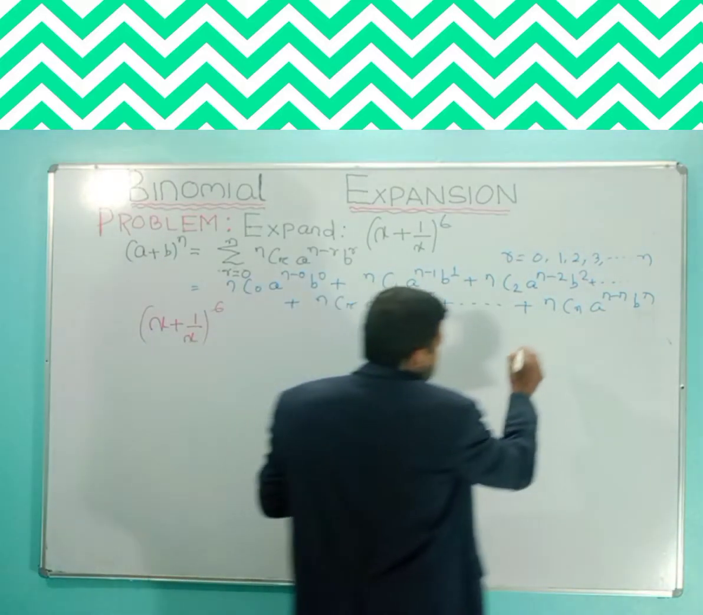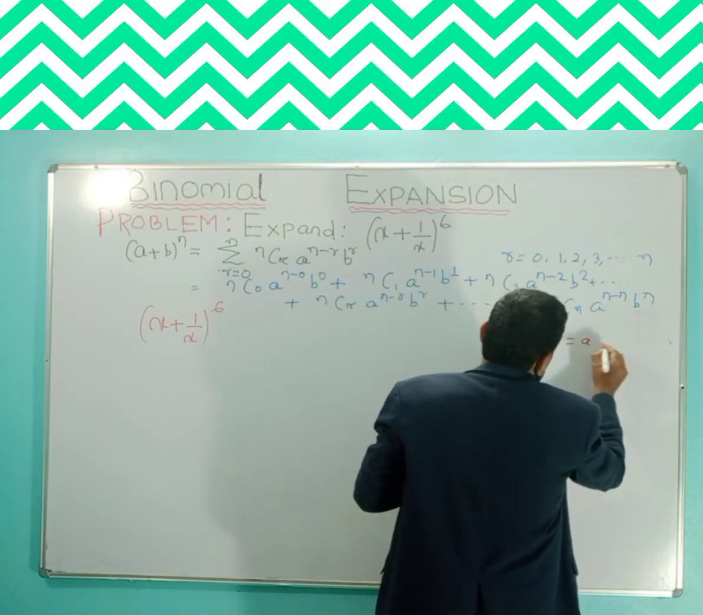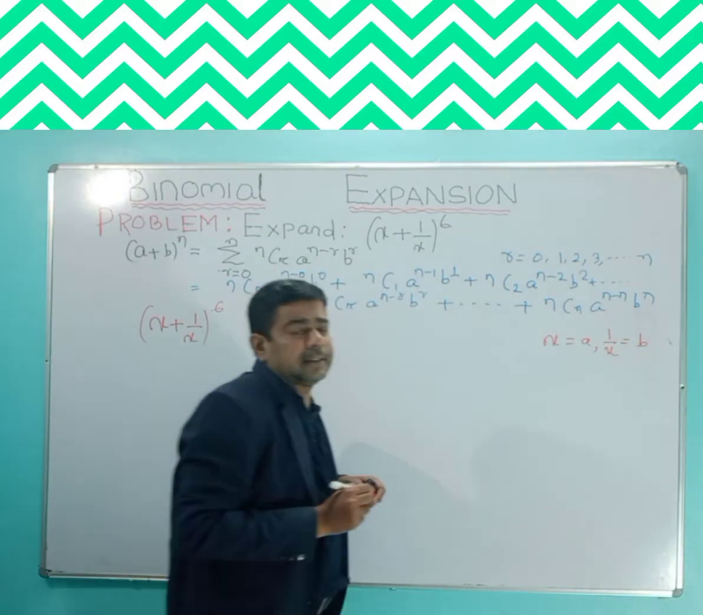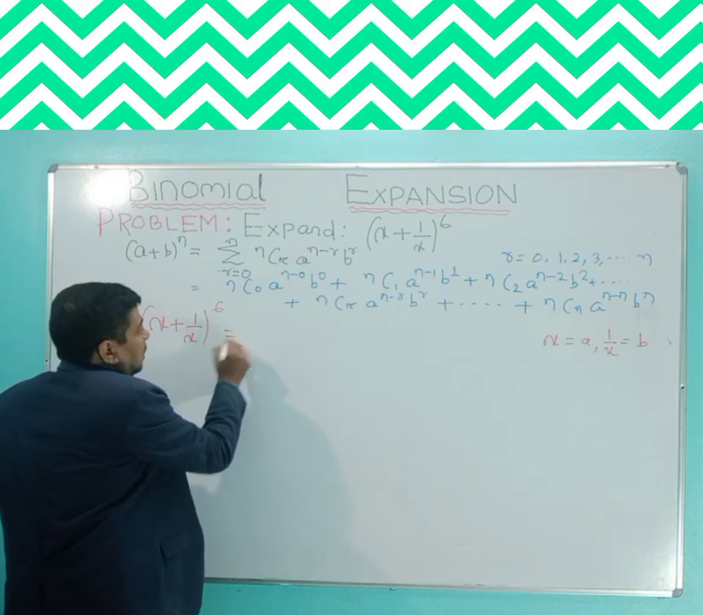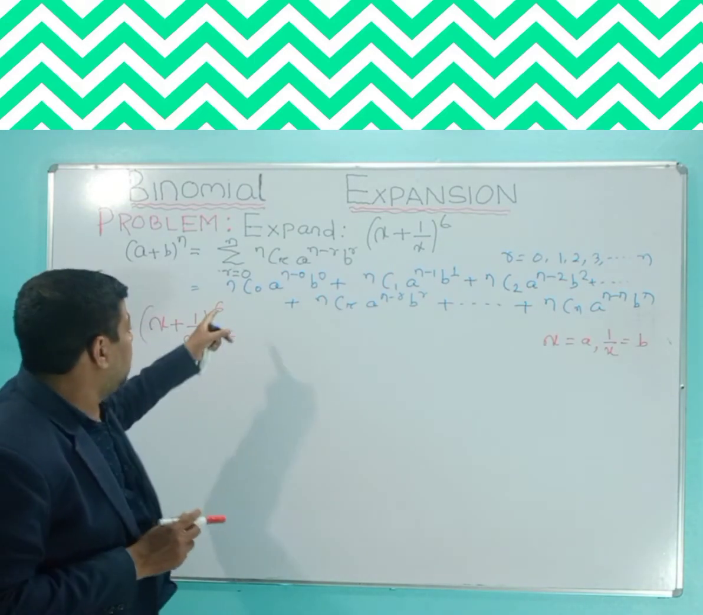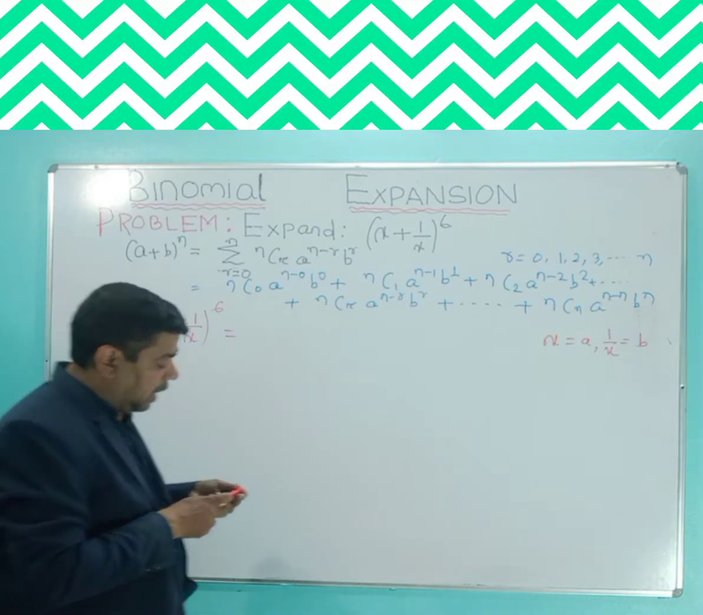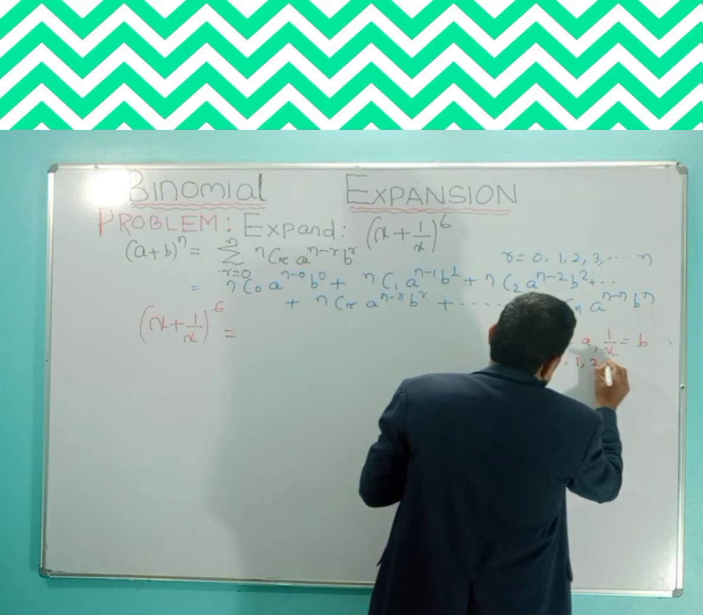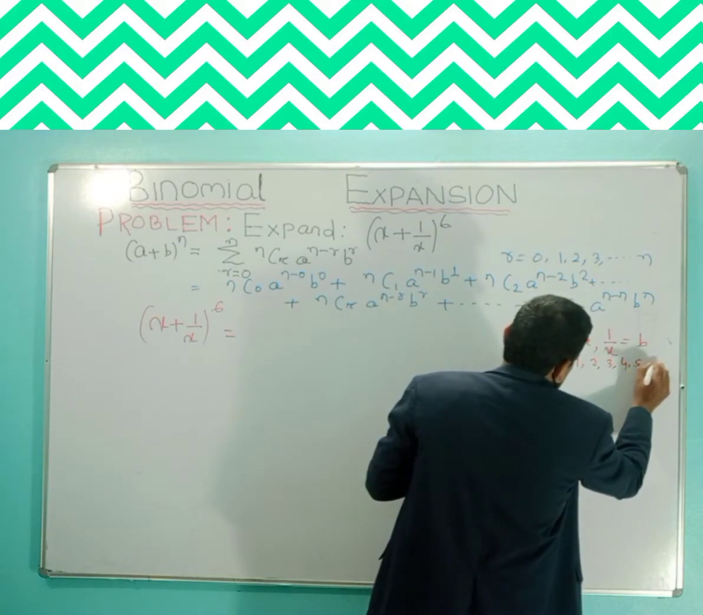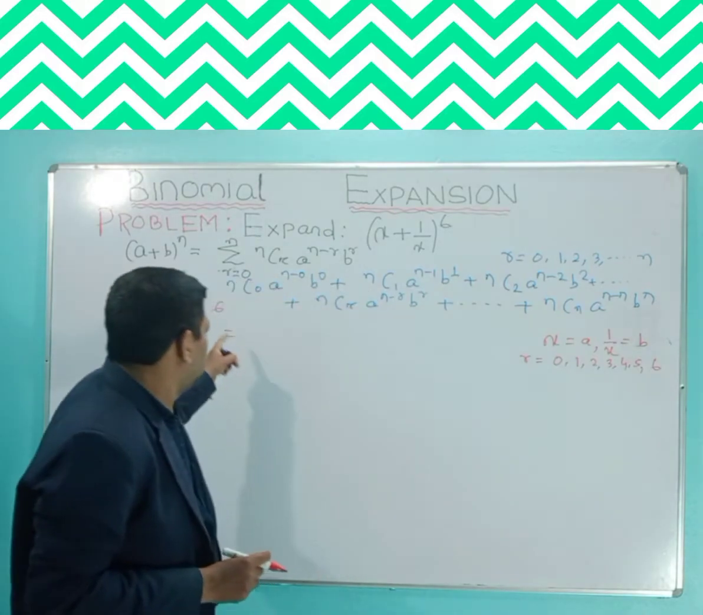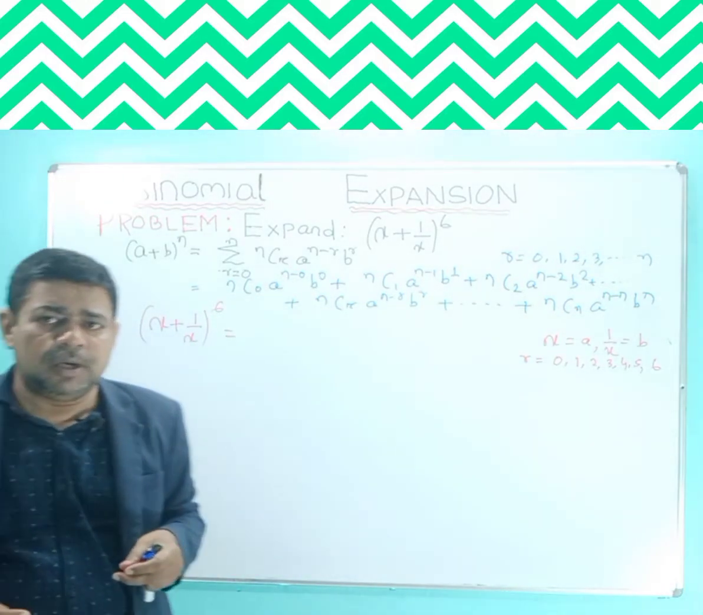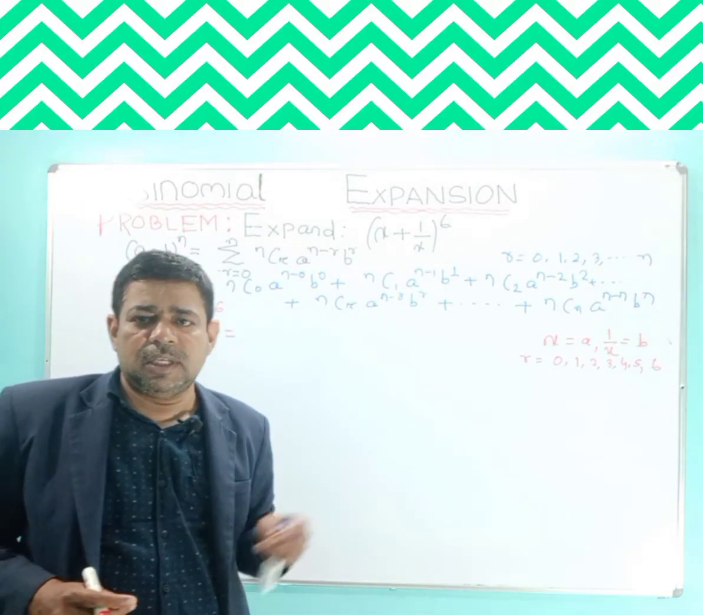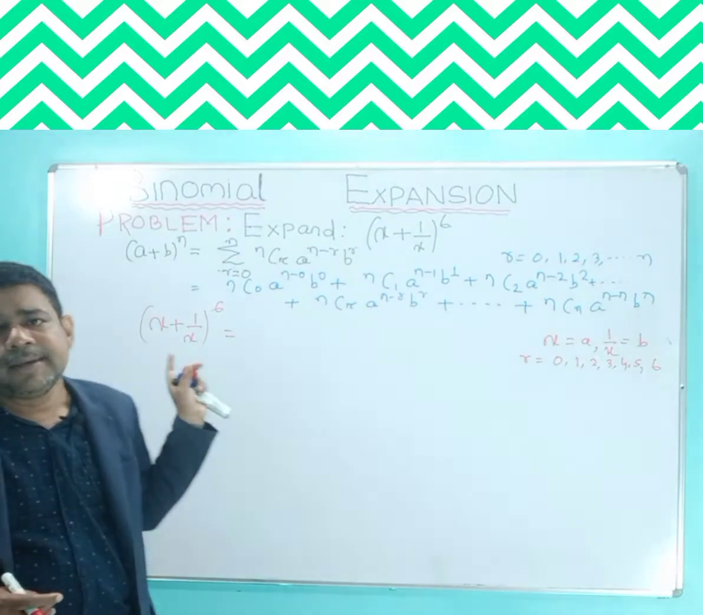It means you can write x is a here, and 1 by x is b here, yes or no? So if you use this format, let's see. Here the maximum value n is equal to 6, so the r value will continue 0, 1, 2, 3, 4, 5 up to 6. Since the power of the binomial expression is 6, the total number of terms will be 6 plus 1, which is 7 terms.